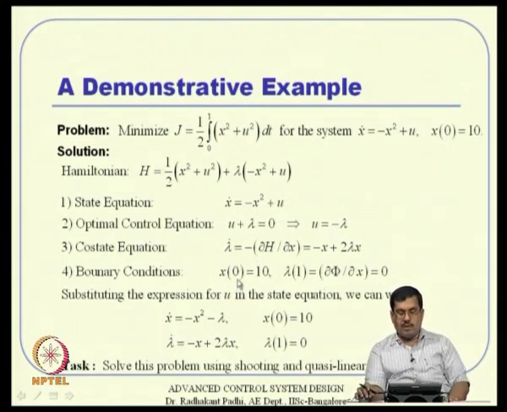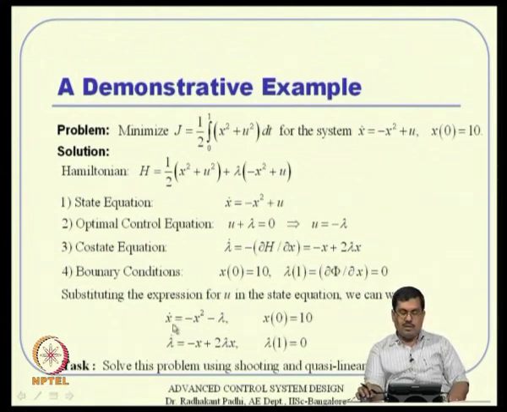As for boundary conditions, x of 0 is known to you, and lambda of 1, remember T f equal to 1 here, is del phi by del x evaluated at 1, but phi is 0 anyway, there is no phi term. So, that is 0. So, you have this condition which tells you that x dot is minus x squared minus lambda, because u is minus lambda. I am substituting this plus u by minus lambda already, so the optimal control equation is already used.